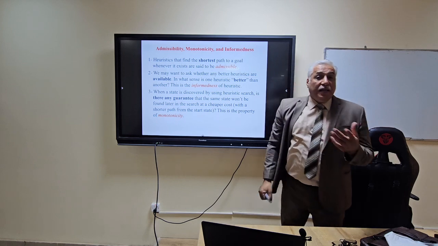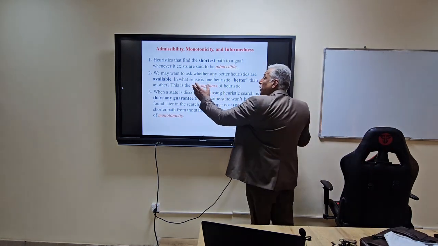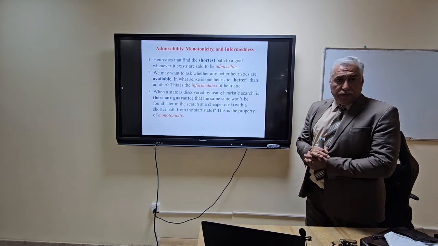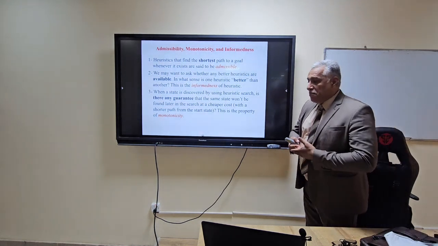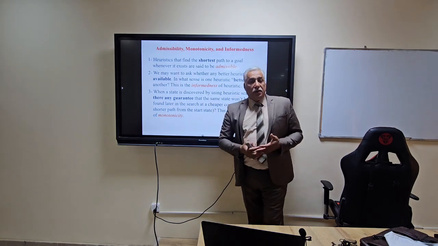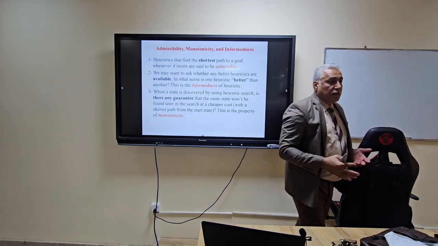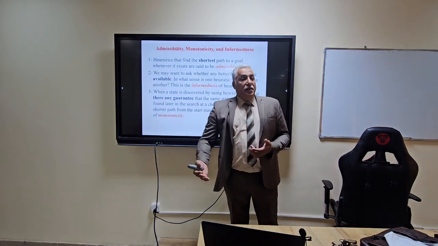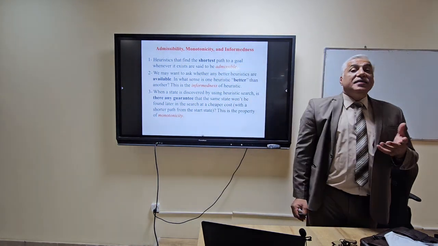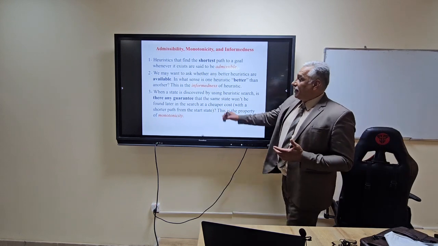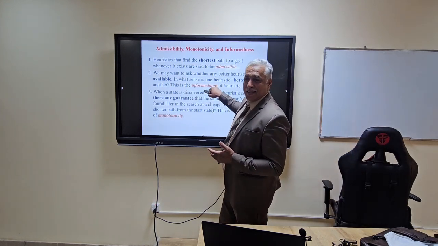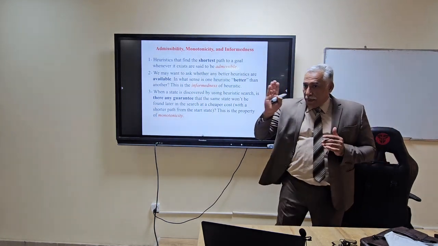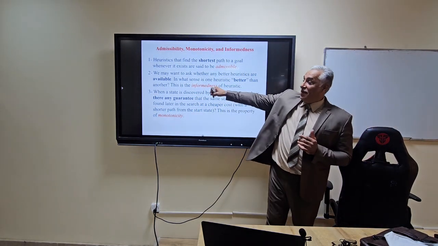And informativeness, we may want to ask whether any pattern heuristics are available. For example, there are many possible paths. There is more than one path to reach the goal, and I ask which one is the best. Here is the informativeness. If I get the answer for selecting the best one, it is called informativeness.